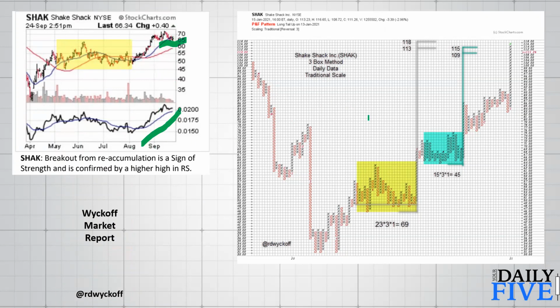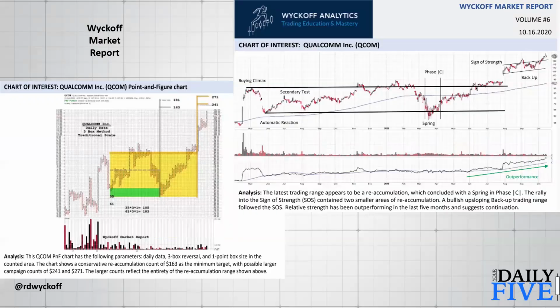This count here in yellow, which you can see on the point and figure, counts 113 to 118. And at the time, Shake Shack was in the high 60s. Well, guess what? Here we are. And another reaccumulation formed after it jumped out, which you can see part of that here. And so it jumped out and ascended. And now look, Shake Shack is in the 116 area, fulfilling both of those reaccumulation counts.